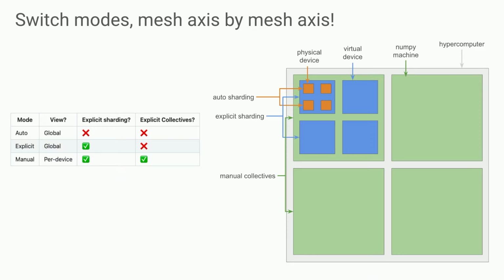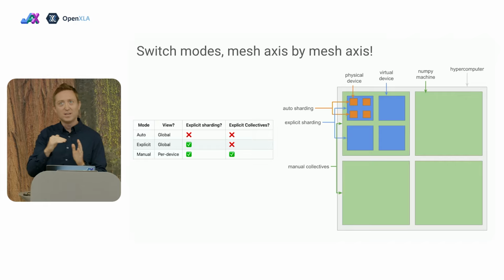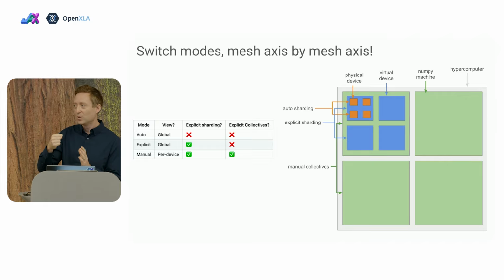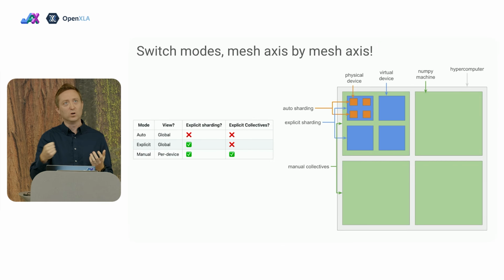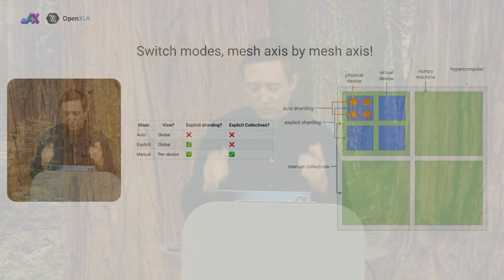In fact, it's not just that you switch between these modes all at once. Over your mesh, every mesh axis can be in a distinct mode, if you like. So you could have manual mode for your pipeline parallelism axis, where you do the pipelining with explicit collectives, and at the same time be in sharding in types mode for your tensor parallelism. So you can really mix and match all these things.